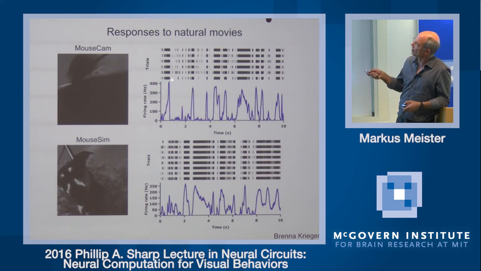In gray, it's kind of hard to see, you can see the standard error of the response over trials. This is the same thing for the movie obtained from the simulated mouse. So at this point, all we can say is that the ganglion cells fire a lot, and they seem to be strongly modulated, firing rates of several hundred hertz. So there's obviously a lot of interesting features in this movie that elicit these ganglion cells to say something to the brain.